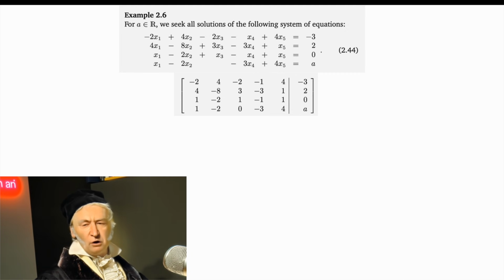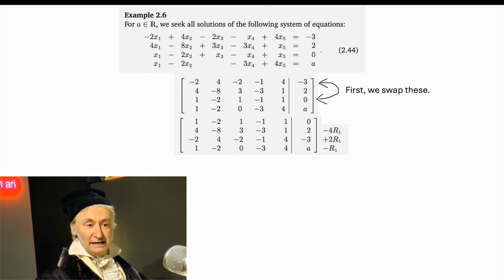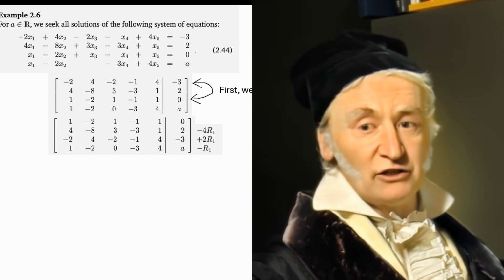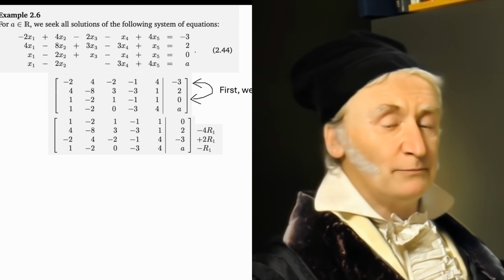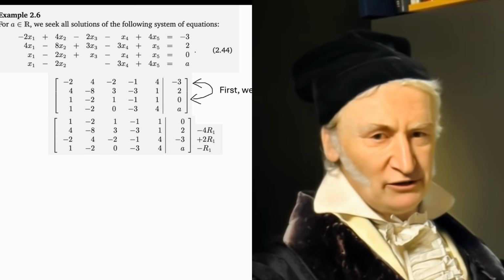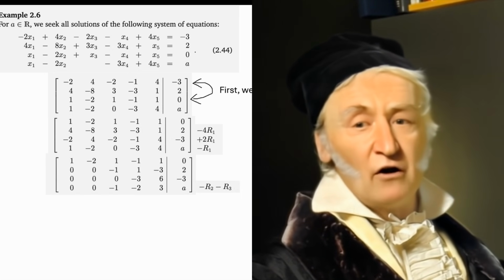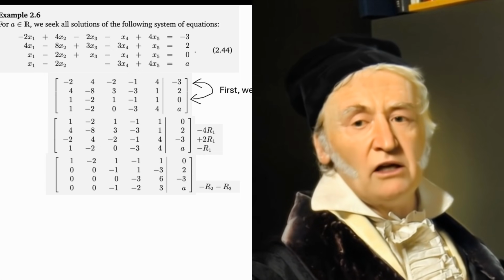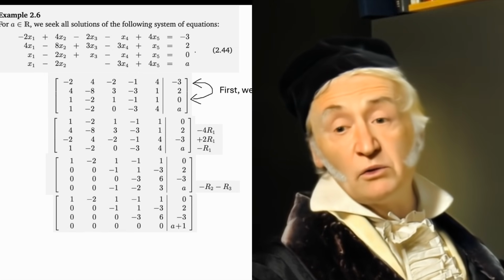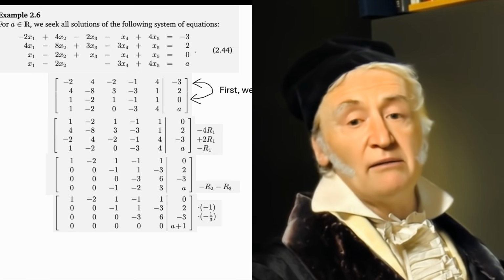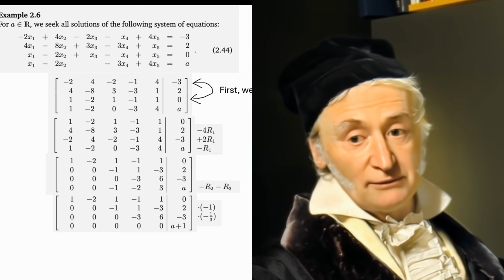We do row 2 minus 4 times row 1. Then we do row 3 plus 2 times row 1. Finally, row 4 minus row 1. Then we do row 4 minus row 2 minus row 3. We multiply row 2 by minus 1, and we multiply row 3 by minus 1/3.